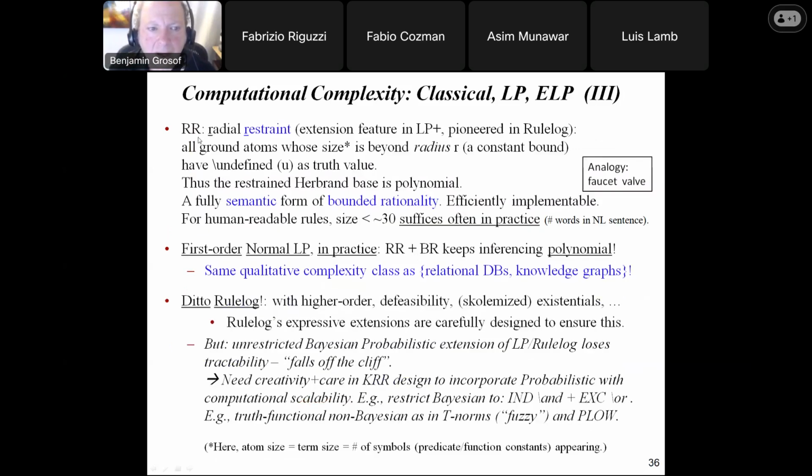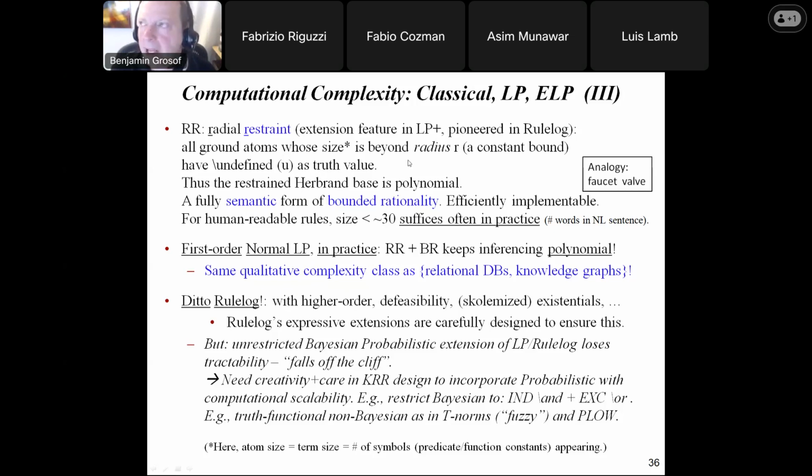However, a key idea to the rescue is that we can use restraint, which is an extension feature in LP Plus pioneered in Rulog. For example, the radial form of restraint. Restraint is bounded rationality, and it uses the undefined truth value, which is essentially a don't care truth value, and all ground atoms whose size is beyond a constant bound called the radius are treated as having don't care truth value.